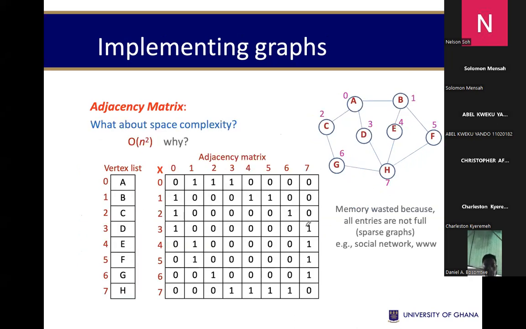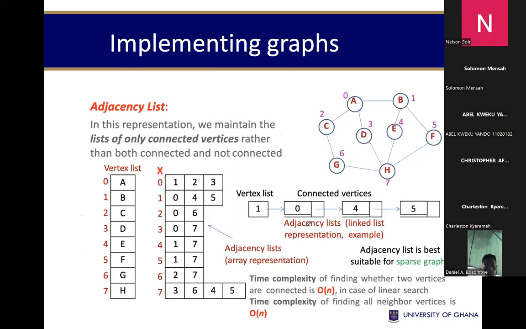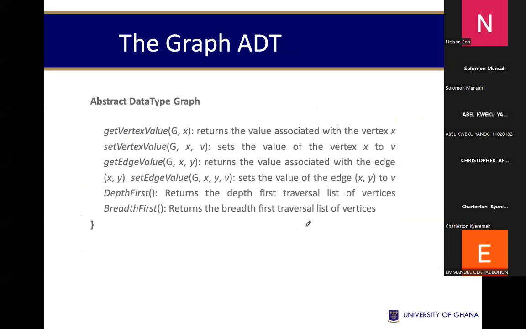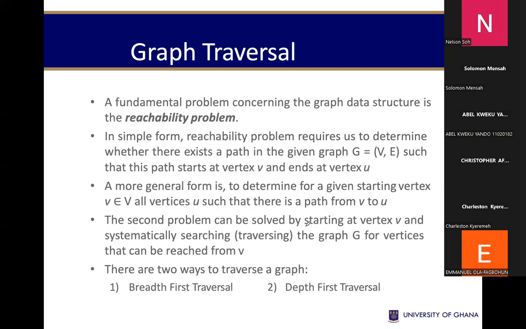I'll skip this. This is still more of the data structures. Adjacency list, doubly linked list, singly linked list. You learn it more when you're dealing with data structures. So for graph, we can have some operations like adjacent, add vertex, remove vertex, add edge. You still get more details of that when you are actually doing data structure. So I'll skip that. I need to cover some patterns.